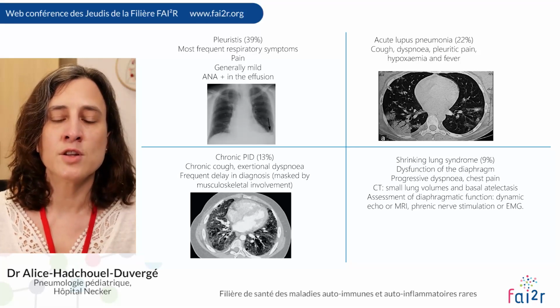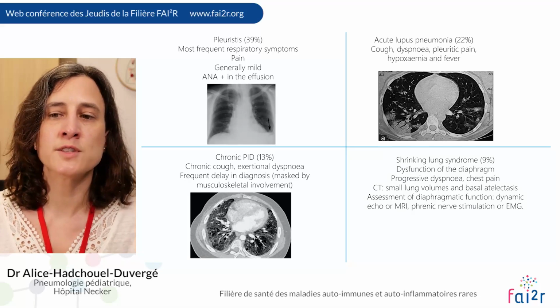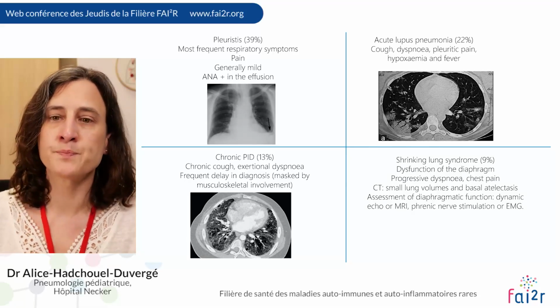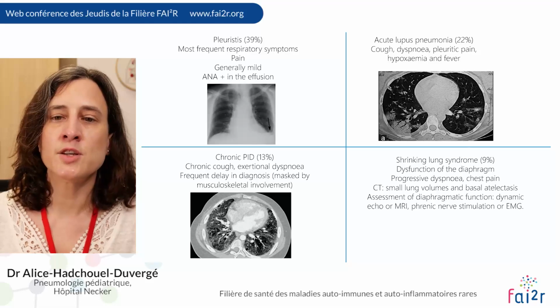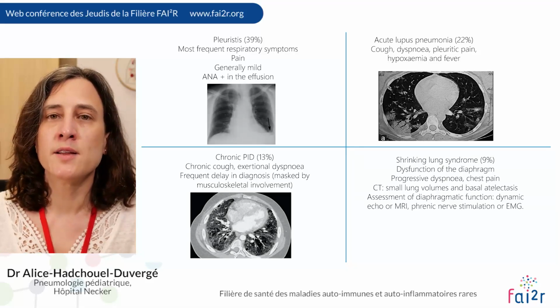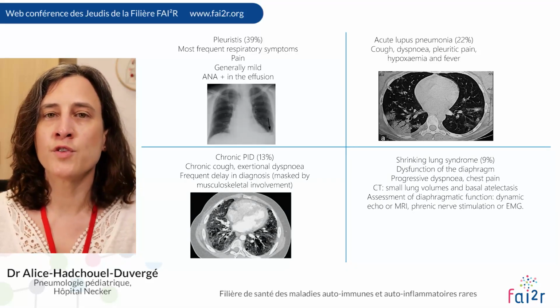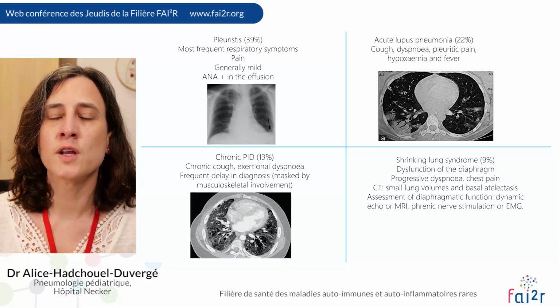This manifestation is usually revealed with a chest pain. The pleuritis is usually mild, and anti-nuclear autoantibodies are positive in the effusion. The second manifestation is acute lupus pneumonia, that concerned 22% of the patients of the French cohort.